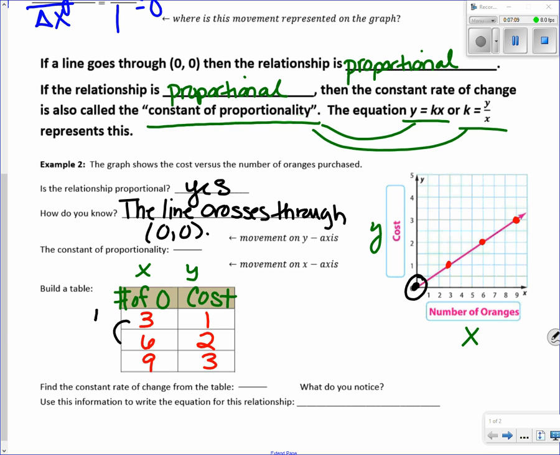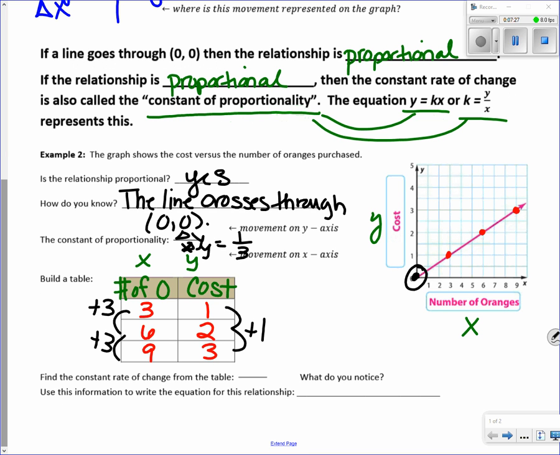So my x's, I am adding 3 each time. My y's, I am adding 1. So change in y over change in x. So my y is a 1, my x is a 3. Okay, and it is okay to not get a whole number. It's okay to have this. So find the constant rate of change from the table.